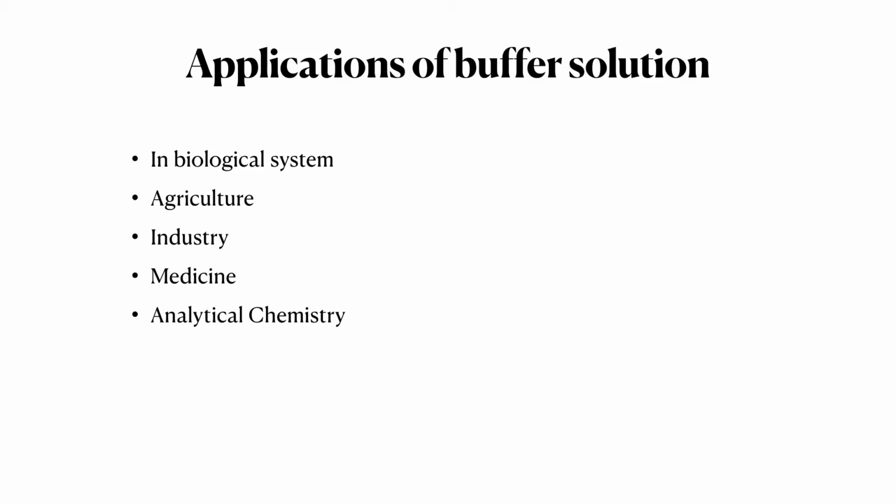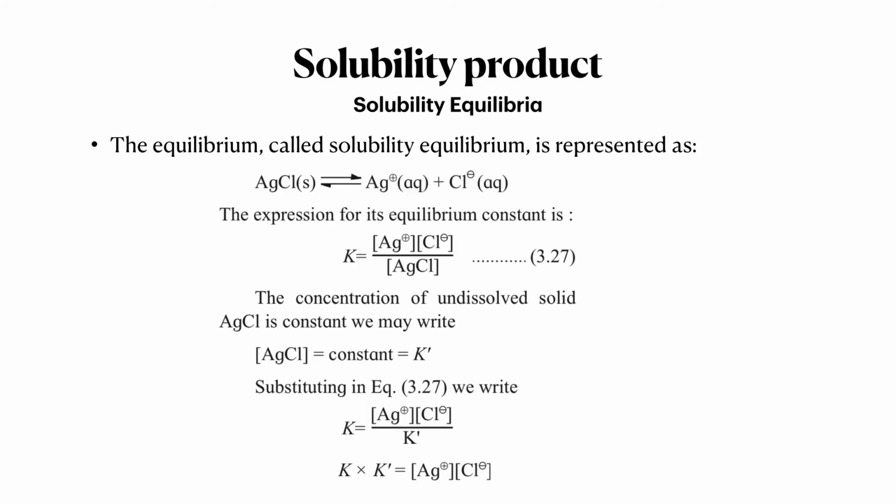What is the basic buffer we will be adding here? It is ammonium hydroxide and its salt, that is NH4Cl. So these are some of the applications of buffer solution. Now we'll start with our next topic, solubility product. First we'll understand solubility equilibria.